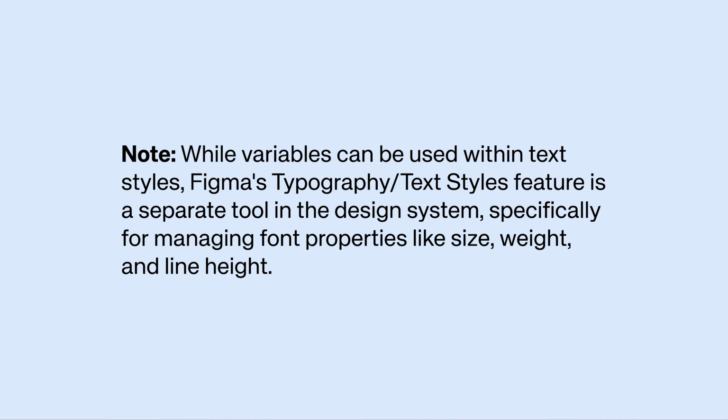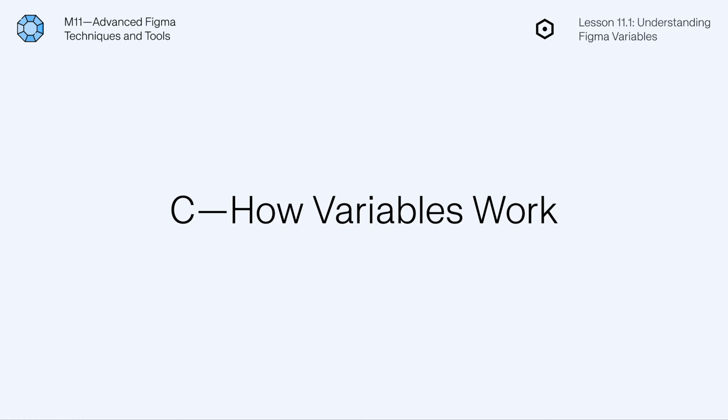While variables can be used within text styles, Figma's typography and text styles feature is a separate tool in the design system, specifically for managing font properties like size, weight, and line height. Now let's see how variables work.